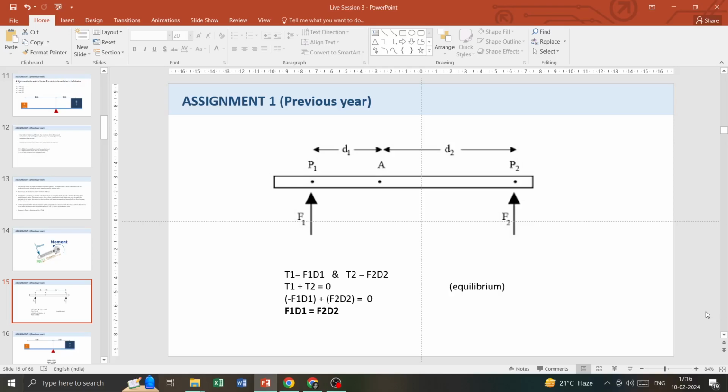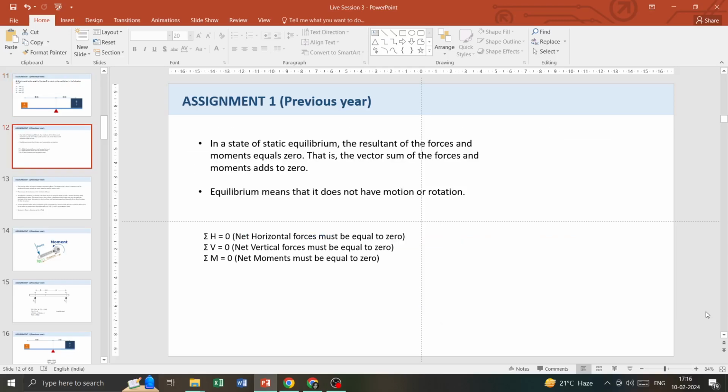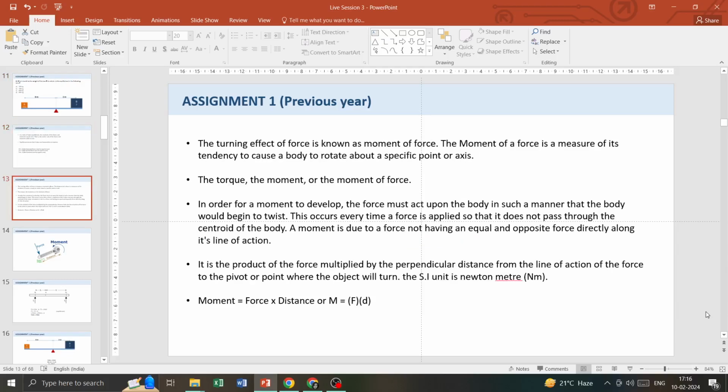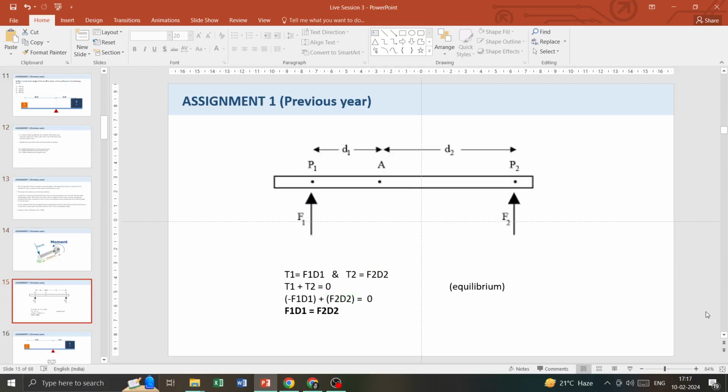So coming back to our question, which was: what should be the weight of the box to obtain static equilibrium in the following case. I have explained what it means for a body to be in static equilibrium, and what is force and what is moment. So coming back to keeping the moment zero, I have added a figure here to explain the static equilibrium equation for it.